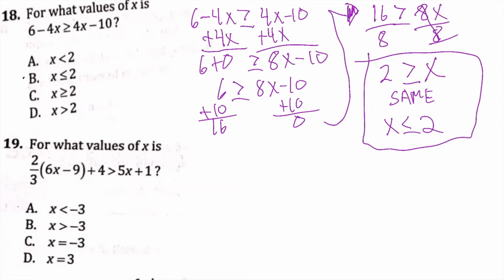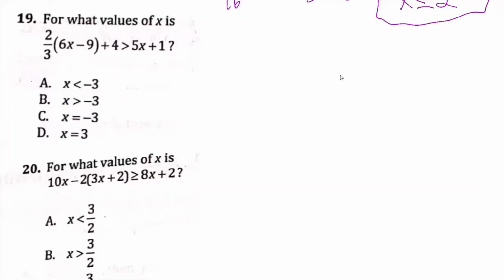Same. Because now you see your answer choices here. They just put the x first. It's B. X is less than or equal to 2. All right.